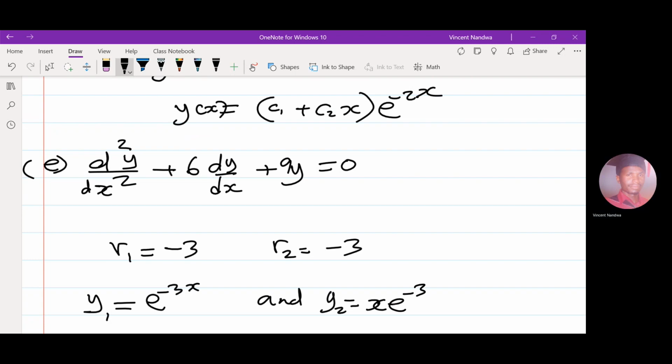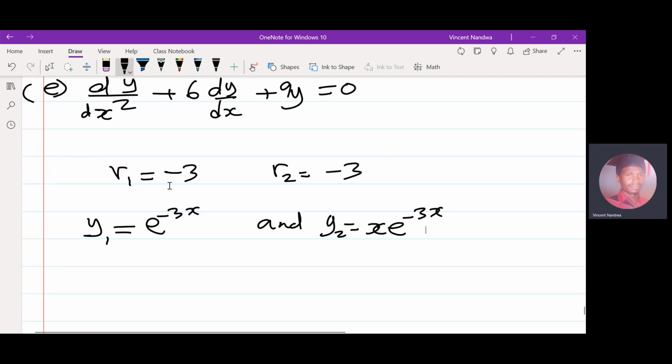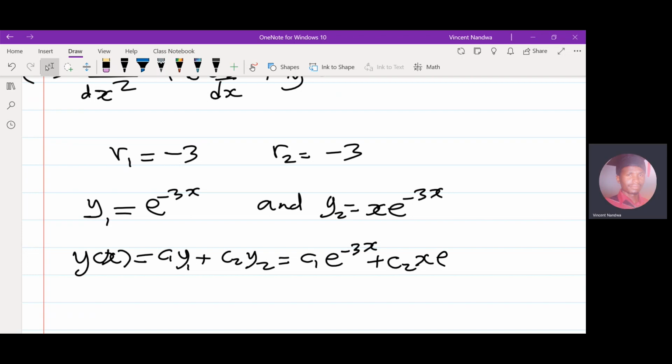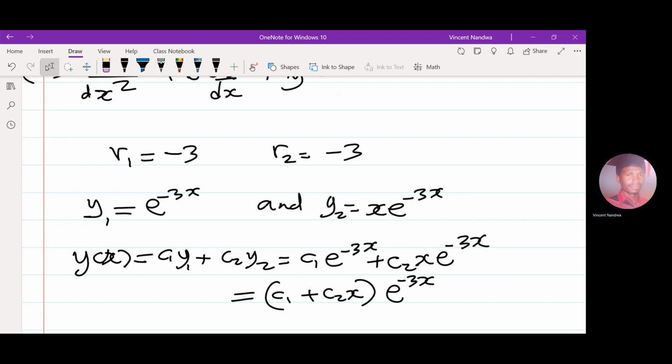Correct. So then the final solution y of x is the linear combination of the two solutions, which will be c1 e power -3x plus c2 x e raised power -3x, which you may write as c1 plus c2 x, times e raised power -3x.